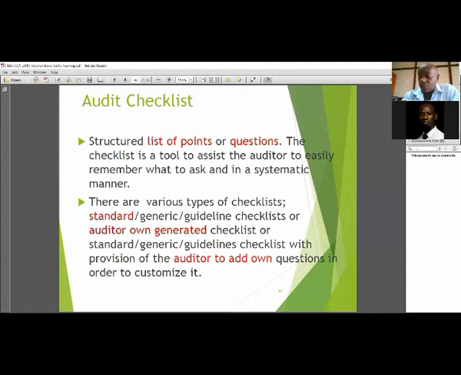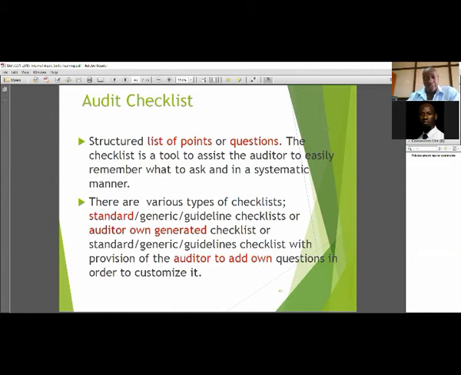Here you have standard questions done for you so that you don't miss some of the very important issues you need to ask. But this checklist has a provision: you, as an auditor, can customize it or add your own questions.